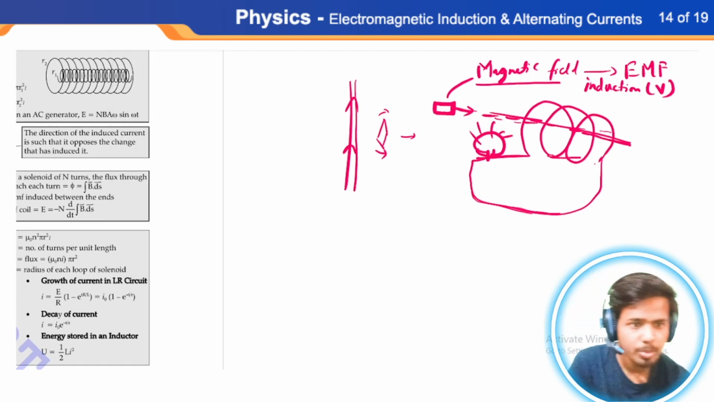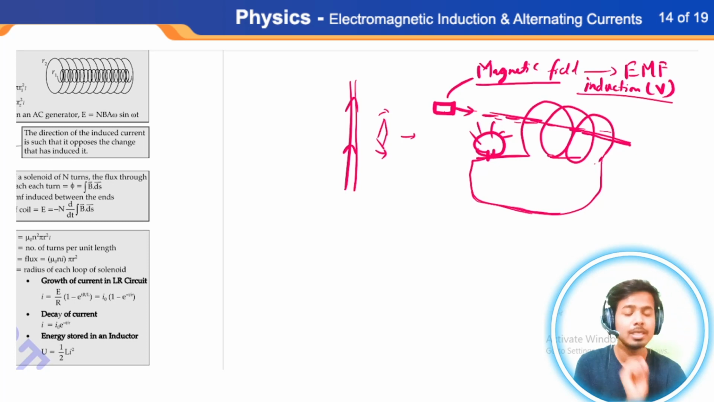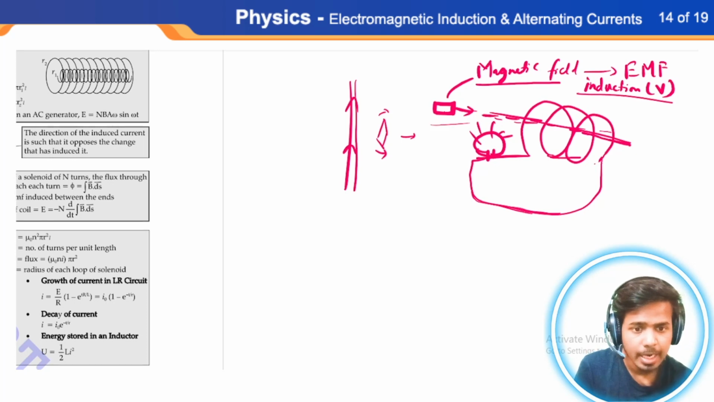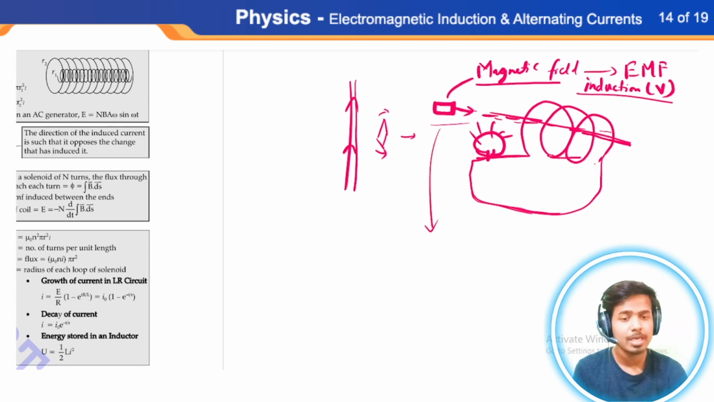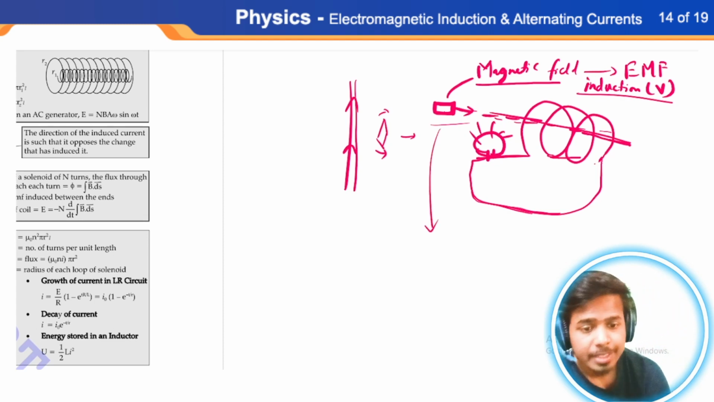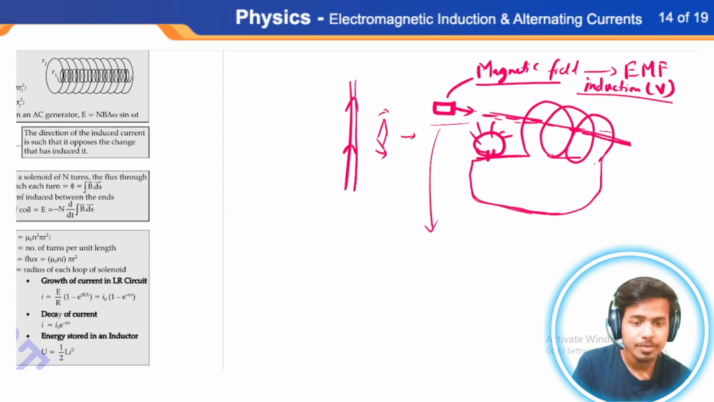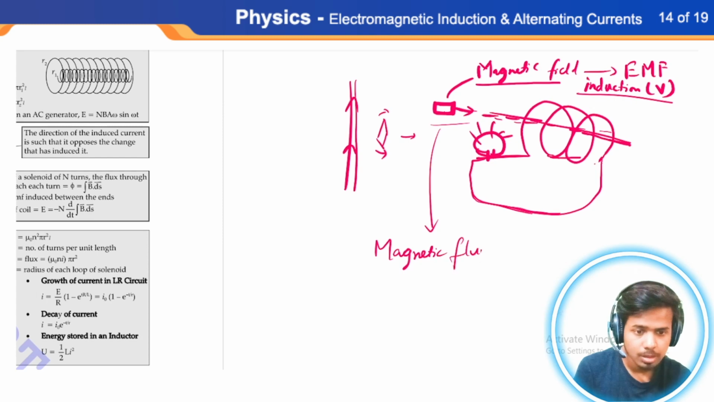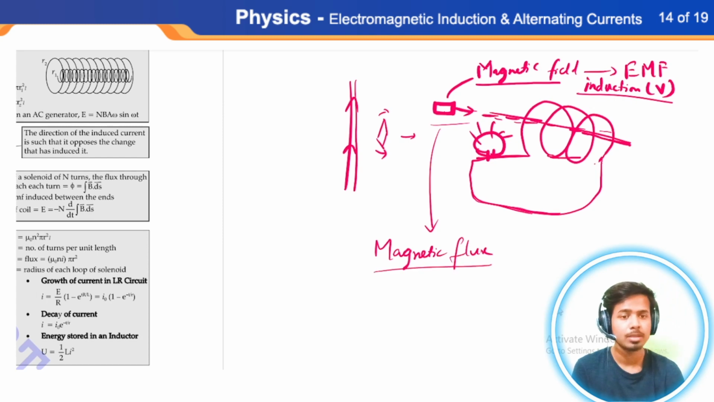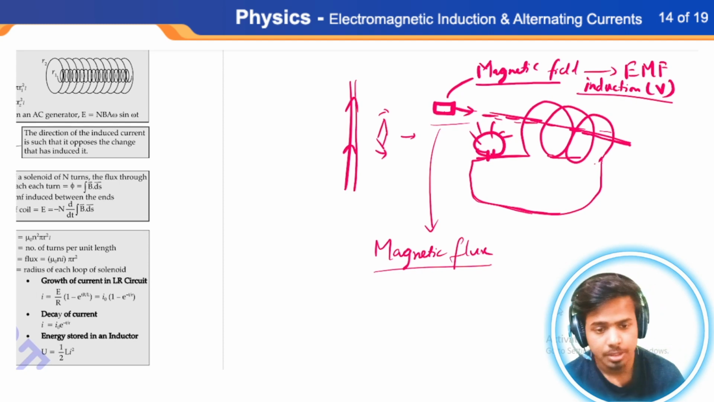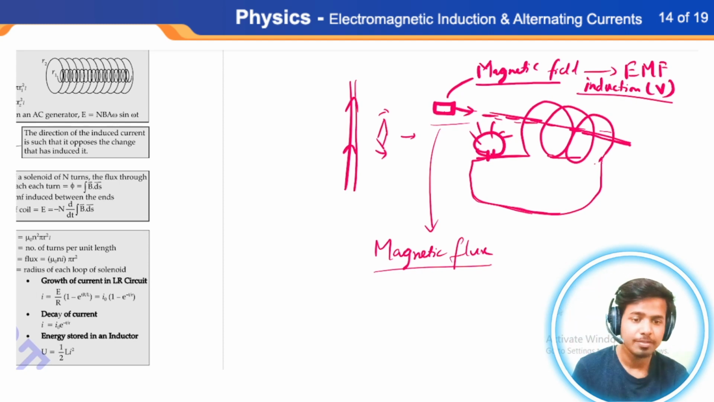So electromagnetic induction, this is what electromagnetic induction is all about. So based on this experiment and several experiments that followed this one, he devised this law. First of all, we'll talk about something called magnetic flux. Only then we will be able to understand Faraday's law of electromagnetic induction.